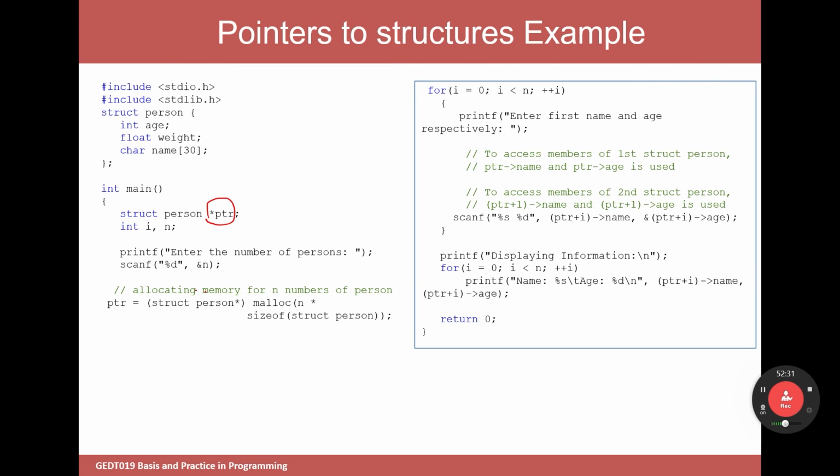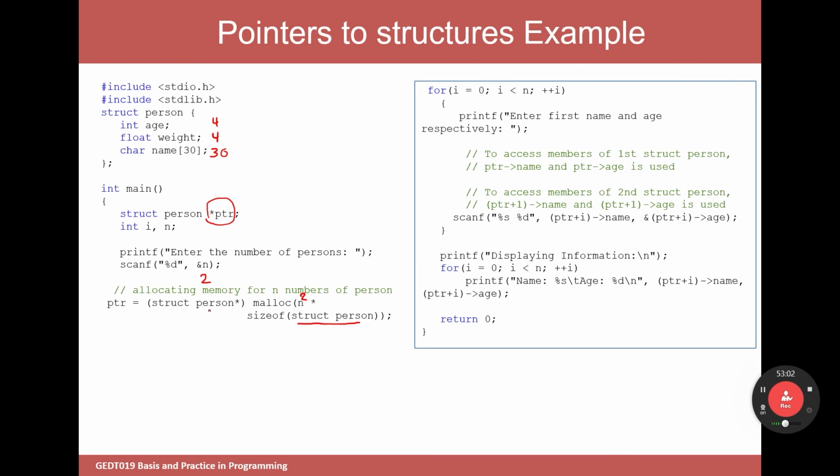Then I say, enter the number of persons. How many persons do you want? I'm going to say, for example, 10 persons. So n is 2 persons, I want 2 persons. So I reserve memory, and n will be equal to 2 times the size of the person. What is the size of the person? This one is 4 bytes, and this one is 4 bytes, and this one is 30. So the total is 38. So that means 2 times 38.